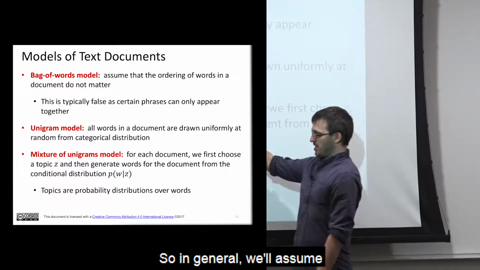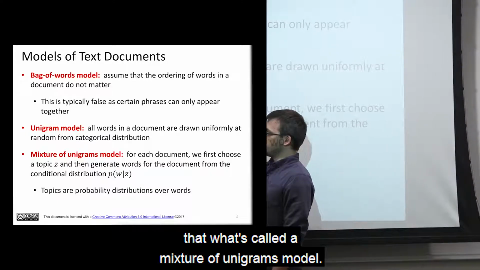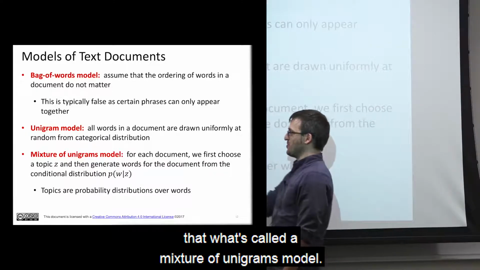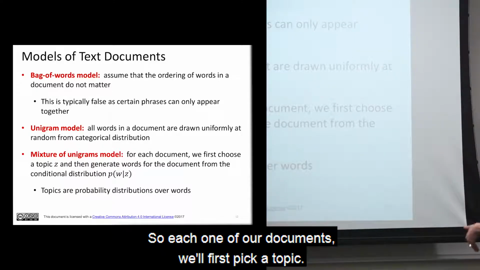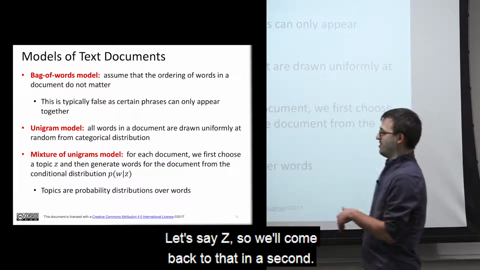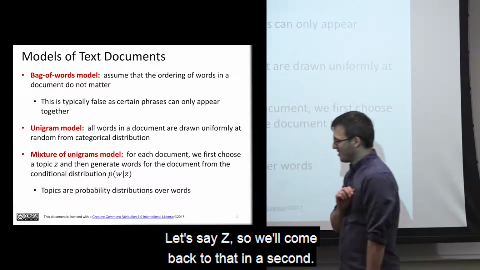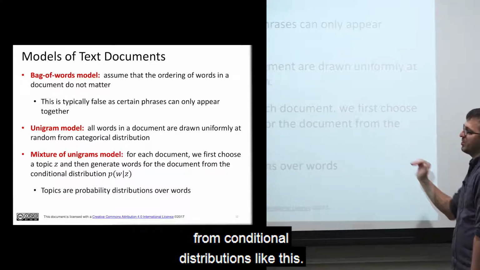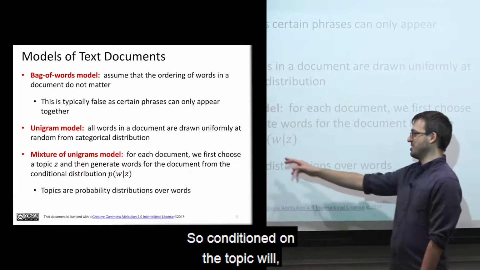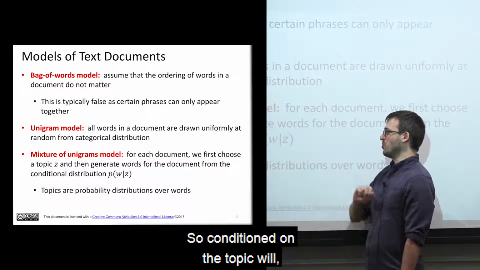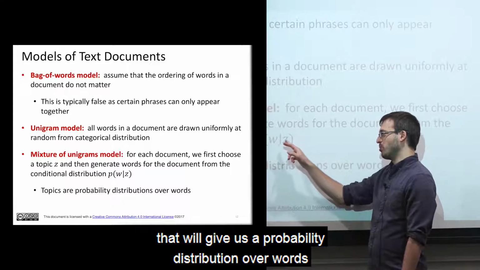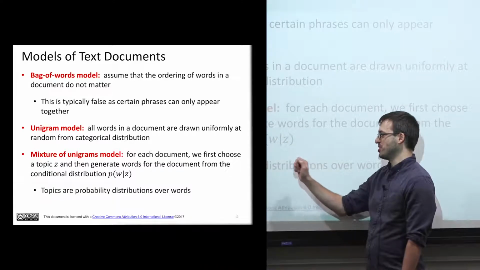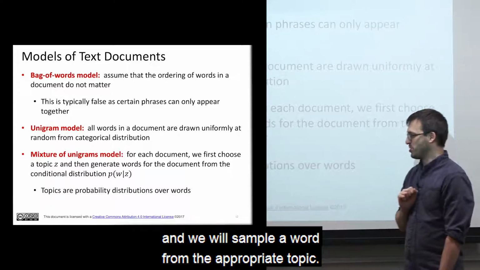So in general, we'll assume what's called a mixture of unigrams model. Each one of our documents will first pick a topic, let's say Z. I'll come back to that in a second. And then it generates words for the document from conditional distributions like this. So conditioned on the topic, that will give us a probability distribution over words, and we will sample a word from the appropriate topic.